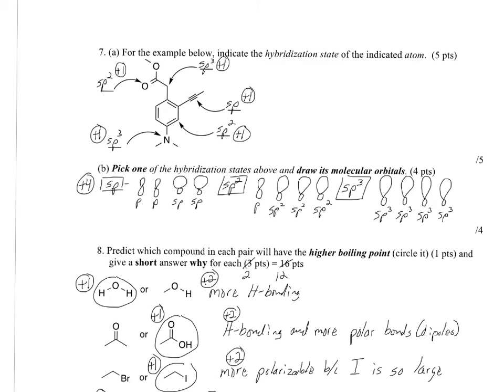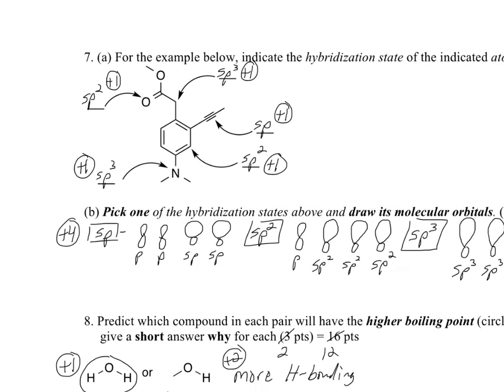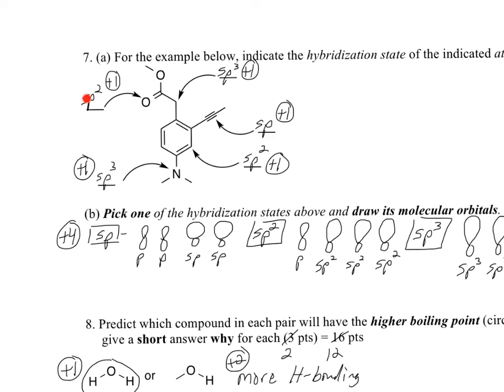All right, moving on to question 7 here. It says, for the example below, indicate the hybridization state of the indicated atom. For this, the question, of course, is always how many pi bonds are we bonded to? So in this case, this oxygen is bonded to 1 pi bond, so it's sp2 hybrid state. This carbon right here has no pi bond, so it's sp3. That carbon right there has 2 pi bonds, so it's sp. Carbon right there, 1 pi bond, sp2. Nitrogen, no pi bonds, sp3.